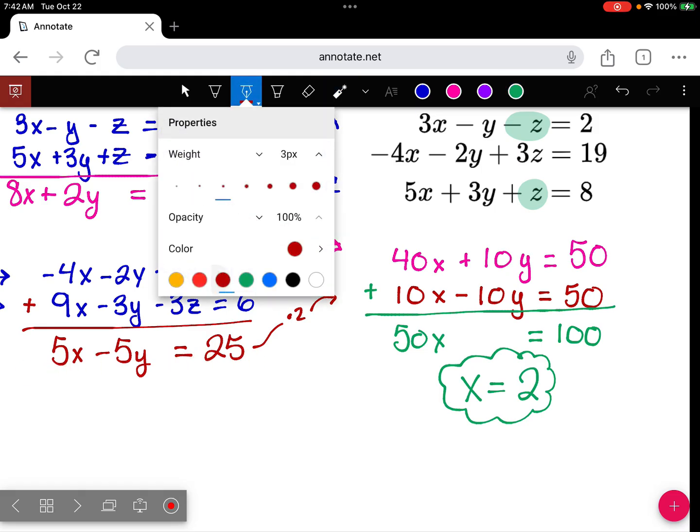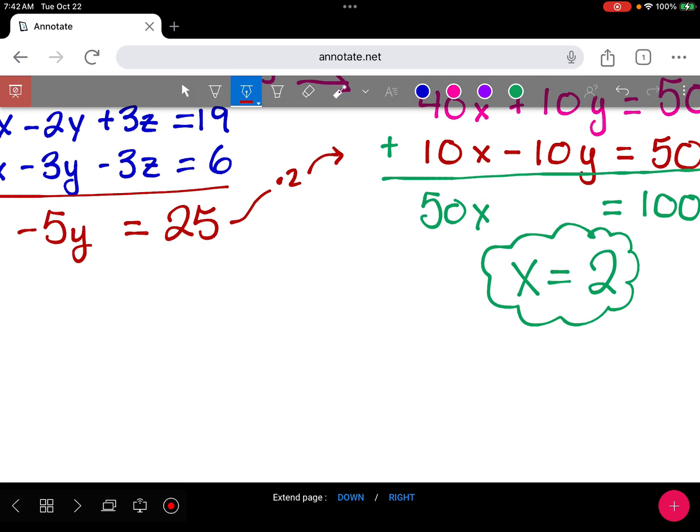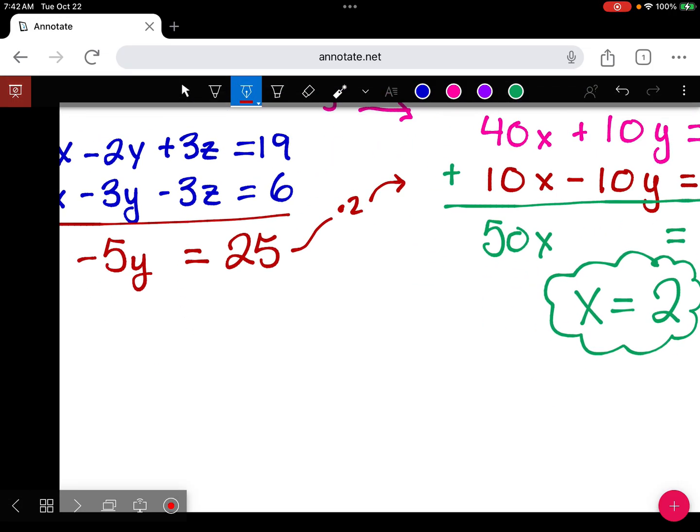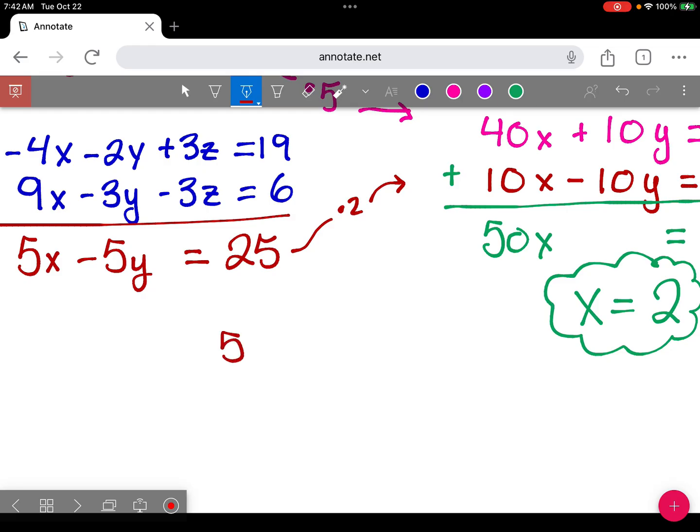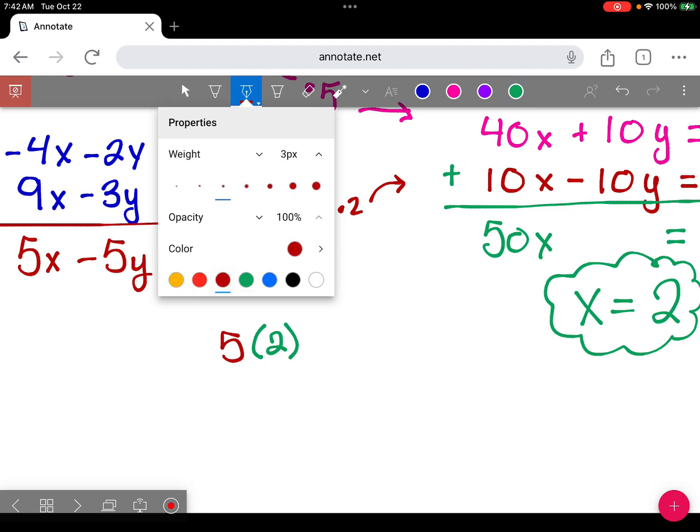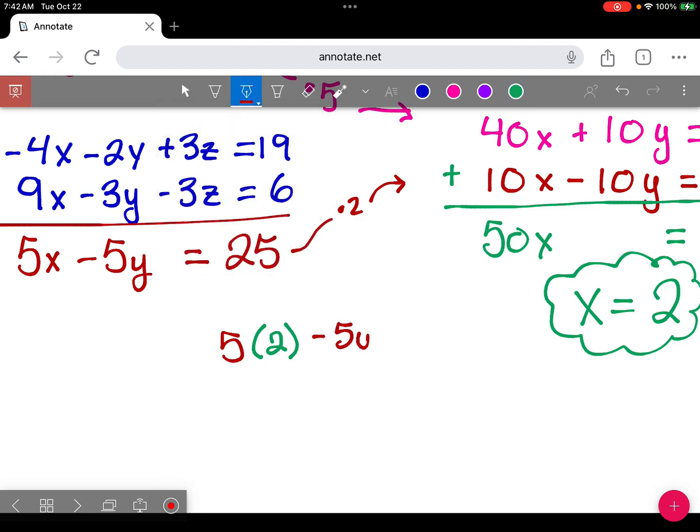Just gotta find my red pen again. There we go. So what we're gonna do is I'm gonna take that 5, but now I know that my x is actually 2, minus 5y equals 25. So you can use whichever of these two variable equations you want. It genuinely does not matter. We just picked this one because we could. So 5 times 2 gives me 10 minus 5y equals 25.